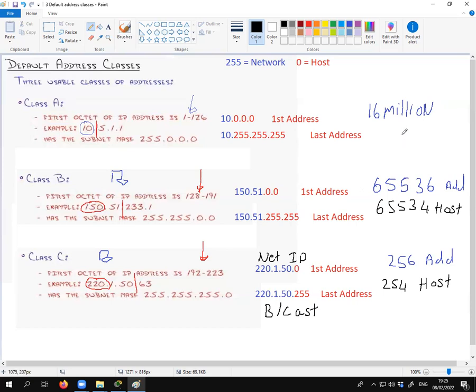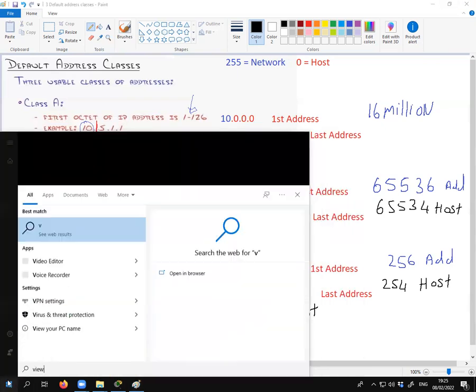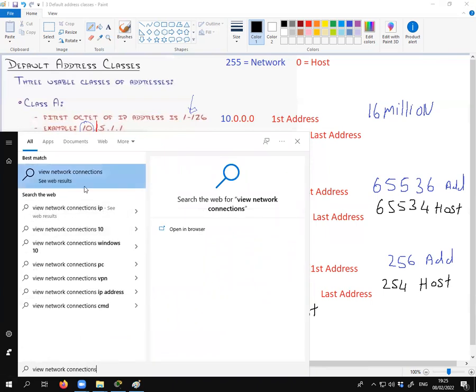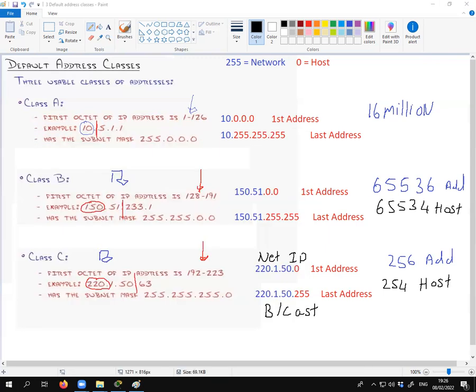Let me show you. Let me go on to view network connections. Where is this one node?